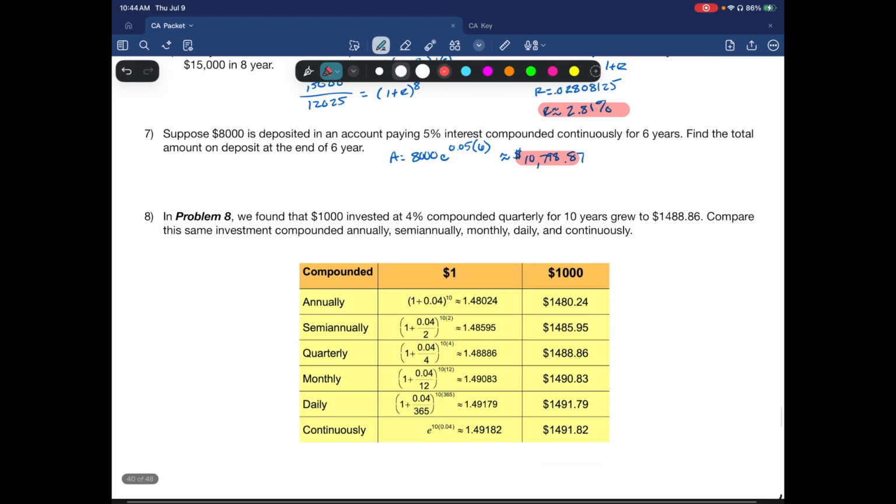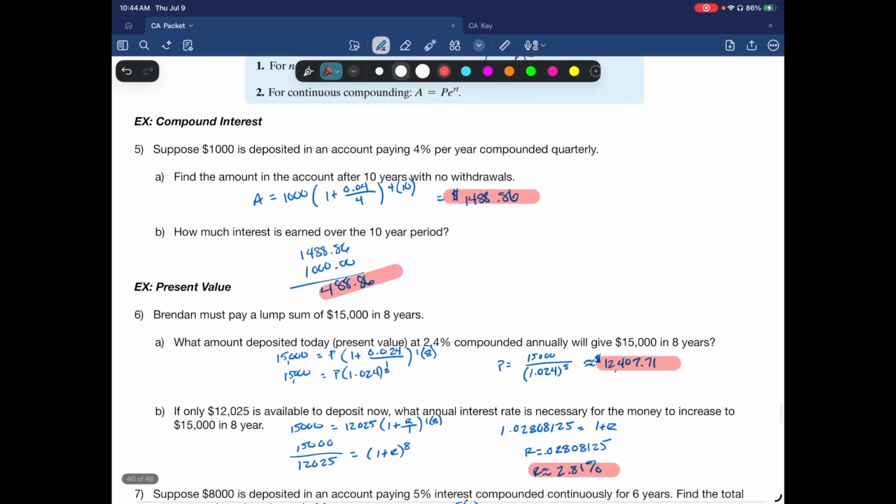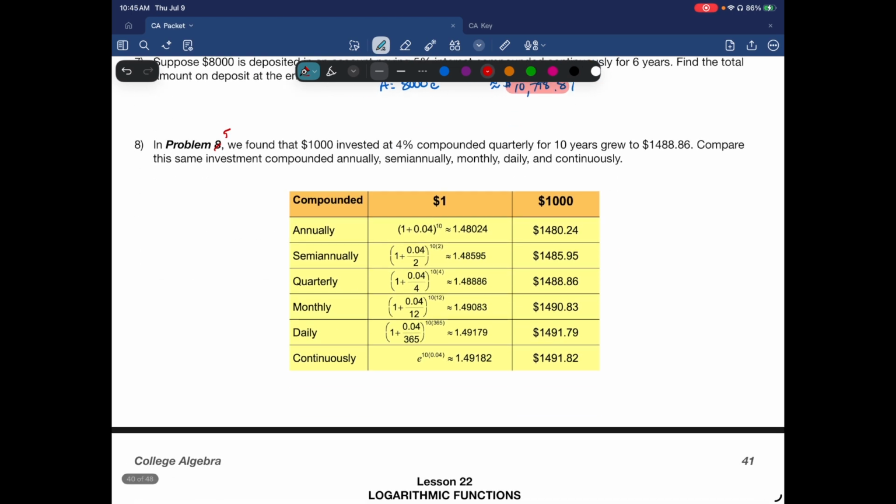In problem 5, we found that $1,000 invested at 4% compounded quarterly for 10 years grew to $1,488.86. All right, compare this. If I had done annually, I got $1,480. If I had done semi-annually, I got $1,485. We did quarterly, but you can see as you go down, the more you compound, the more money you get.